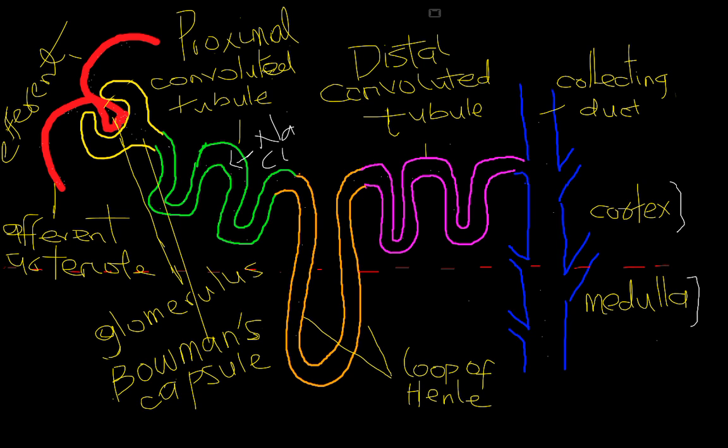Okay, so when the filtrate keeps going, at this part is the loop of Henle. This part is thinner, this is the descending loop of Henle, and this is the ascending loop of Henle. In the descending loop of Henle, which is thinner, water, H2O, is reabsorbed at this point. Water is reabsorbed into the body. Then it passes on in the loop of Henle.